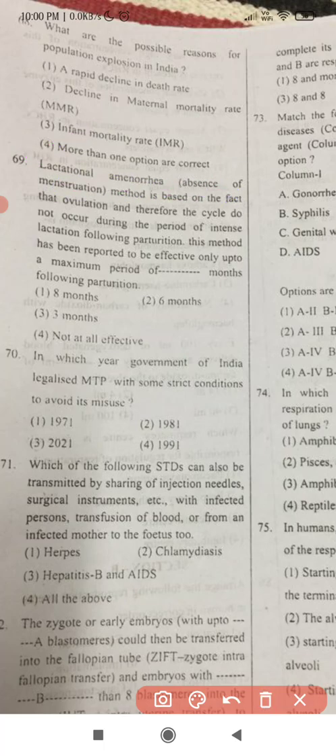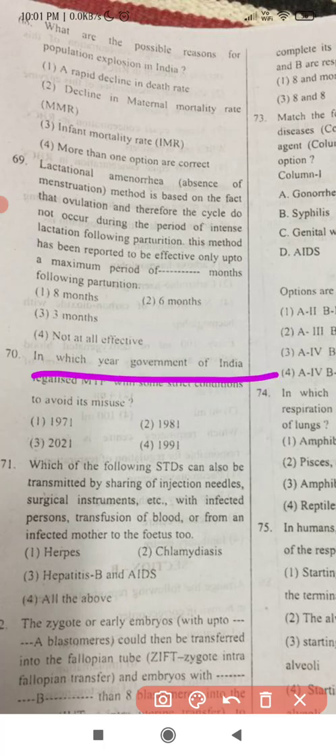Lactational amenorrhea means absence of menstruation. Method is based on the fact that the ovulation and therefore the cycle do not occur during the period of intense lactation following parturition. This method has been reported to be effective only up to a maximum period of 6 months following parturition. Okay, only up to 6 months, and it is not in all females, only in few females it occurs. In many females there is a normal ovulation and menstruation cycles.